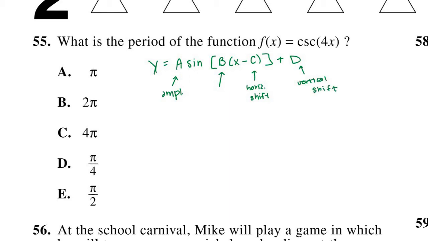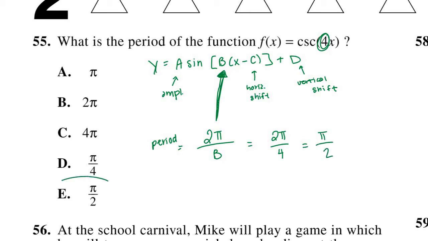So the period of a function is equal to 2 pi over b. So we're going to use our b value here to determine our period. So what's our b value in this equation? That'd be 4. So our period is equal to 2 pi over 4, which simplifies to pi over 2, which is E. So the answer to number 55 is E.